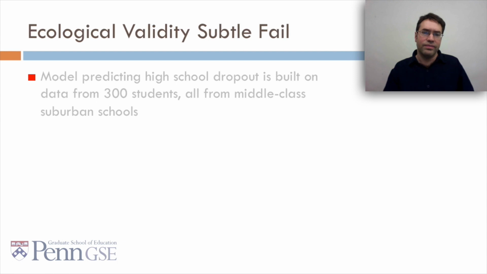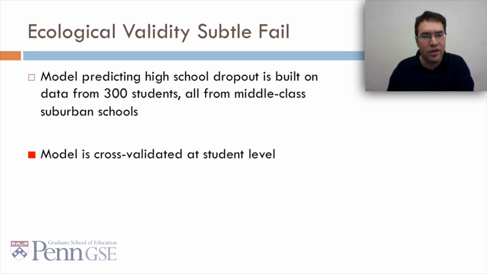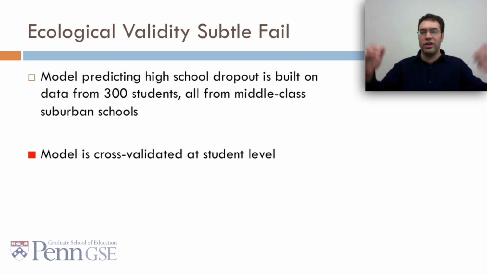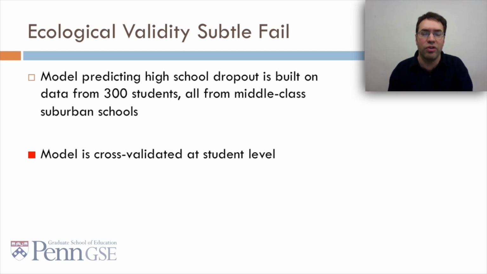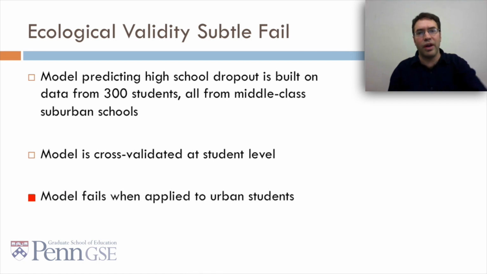Here's a subtle fail. Let's say you build a model predicting high school dropout on data from 300 students, all from middle-class suburban schools that were easy to do research on. And then you cross-validate the model at the student level and you get your paper into the Educational Data Mining or Learning Analytics Conference. Success. But your model fails when applied to urban students or rural students. This could be a real problem, especially because often suburban kids are easier to get access to than urban kids, and urban kids are easier to get access to than rural kids. This can be a real problem for research.